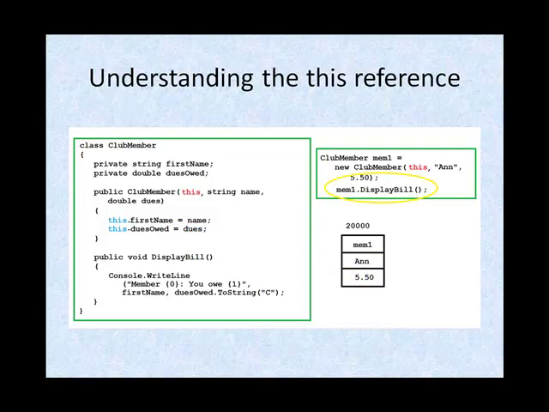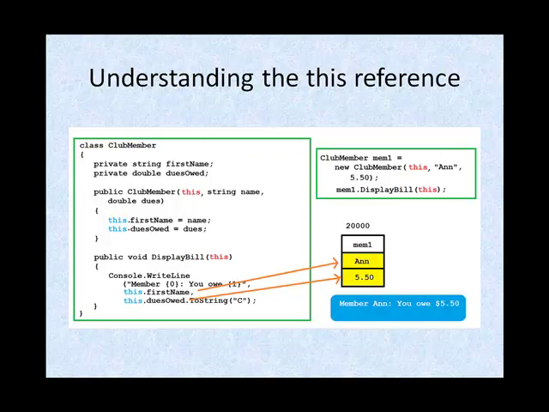If you write a statement like mem1.displayBill and call a non-static method of the class, the this reference is also secretly passed to the method, and the method receives it. Again, you don't code these red thises, but they're done automatically. So when you call displayBill, 20,000 is sent, and displayBill knows which firstName and which duesOwed to access. It's this.firstName and this.duesOwed, the ones at memory address 20,000. So Anne and 550 are the correct output values.